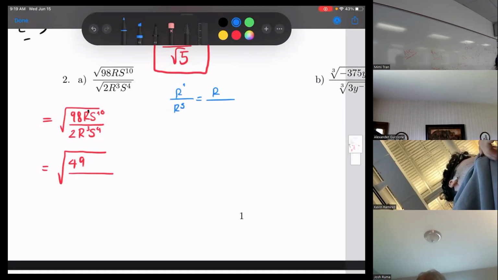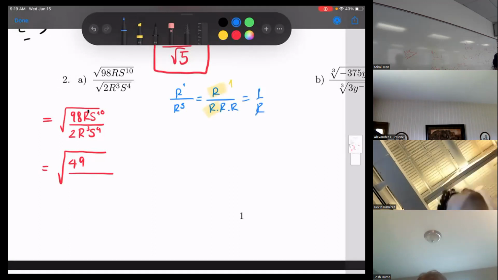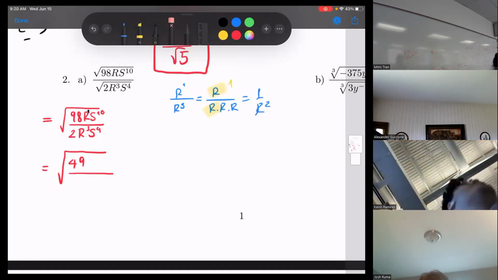So this is the same thing as R to the first on the top, and on the bottom I can write R times R times R. Simplify. So how many do I have? 1 on the top, right? So that equals 1 over R squared. That means R squared is going to be on the bottom. And 1 on the top, I'm not going to write it. So 49 times 1 is 49.